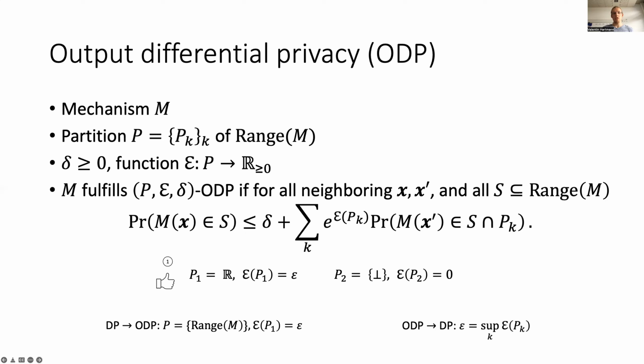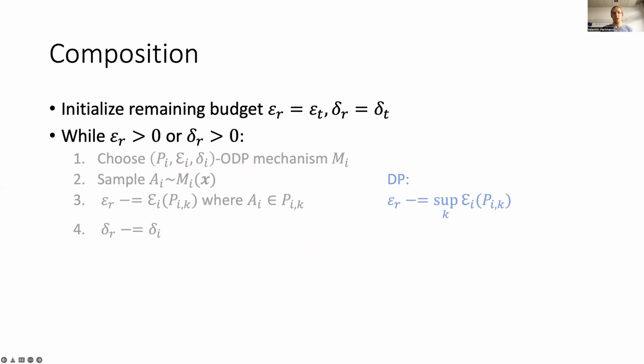Now that we have the definition of output differential privacy, we can use it to improve the utility of DP mechanisms. This is possible in a setting where we compose multiple mechanisms. With a total privacy budget of epsilon t and delta t, we want to spend this budget in multiple mechanism invocations.